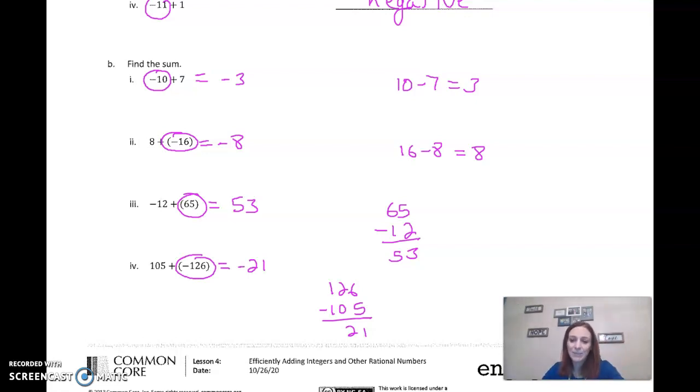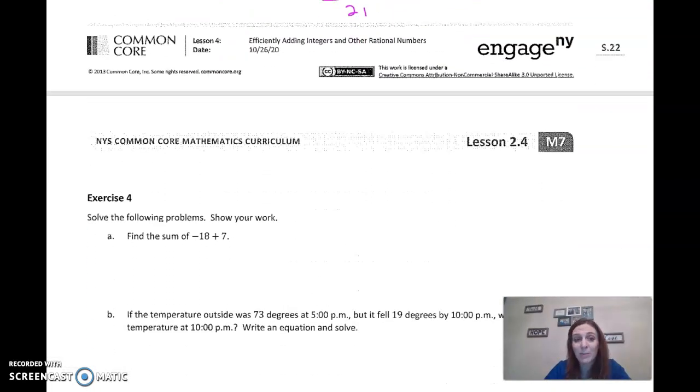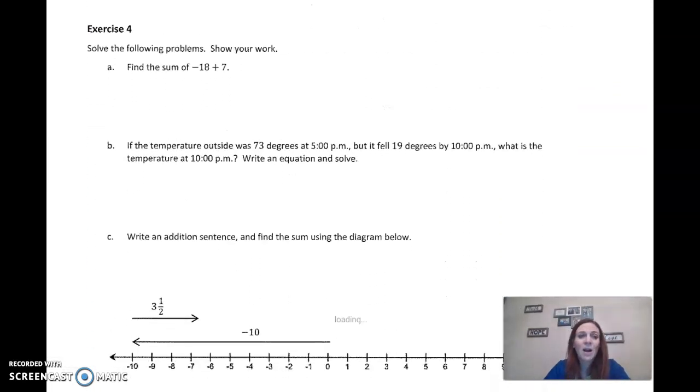Same sign, add, keep the common sign. Opposite signs, subtract, then use the sign of the one with the greater absolute value, the one farther away from 0 on the number line. All right, let's just try a few more quick examples.